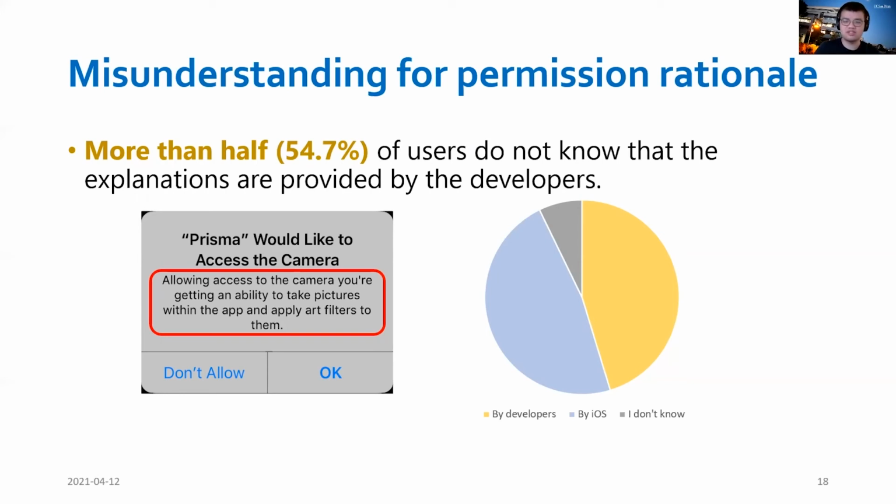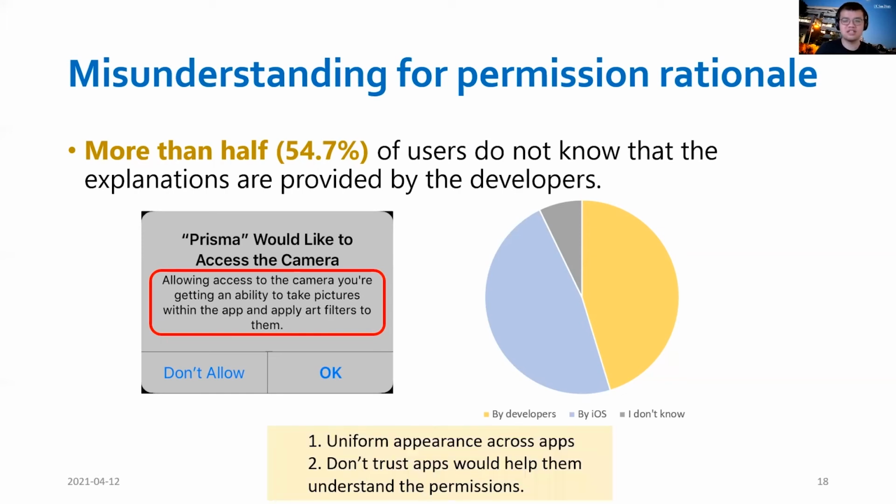Misunderstanding the provider of the message can have huge consequences. Users may think that all the developer-provided information is true since they trust the system more. Based on the study, there are 2 possible reasons that they believe the information is from iOS. First, due to the uniform appearance across different apps, the users believe that not a single app can achieve that. Second, they simply don't trust the apps would help them understand the permissions.